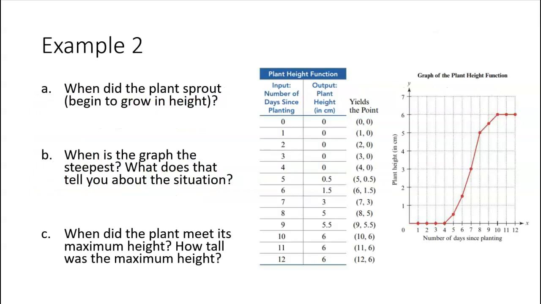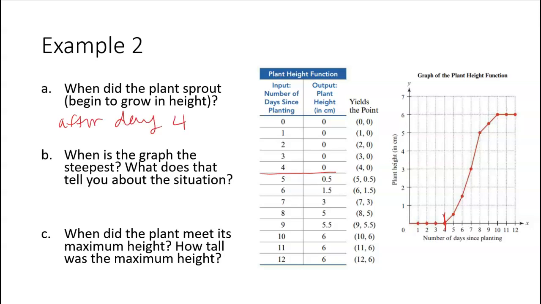Here is our graph of the plant height function. When did the plant sprout? When did it begin to grow? You might want to look at the table, but I'm going to look at the graph and say, okay, when did it start to grow? Well, at 0, there's going to be no height. So it started to grow after day 4, and you can see it in the table. That's where it starts to grow, and you can see it right here in the graph. So after day 4.